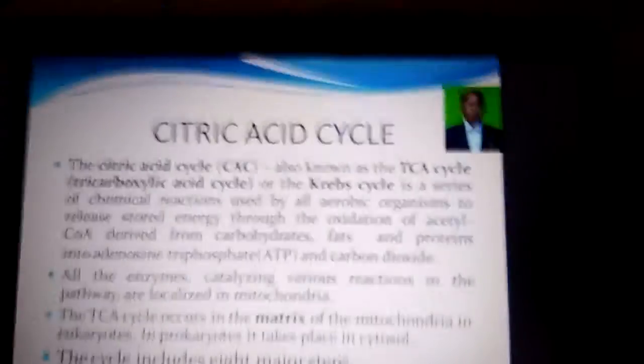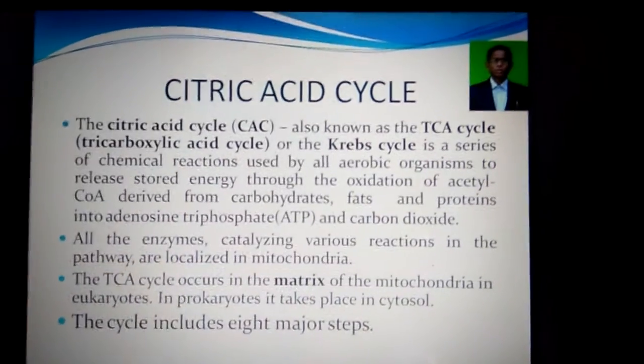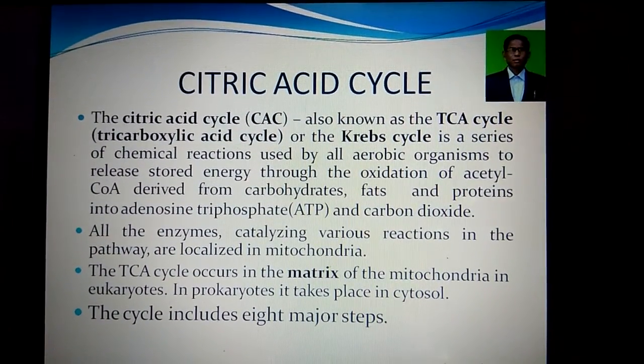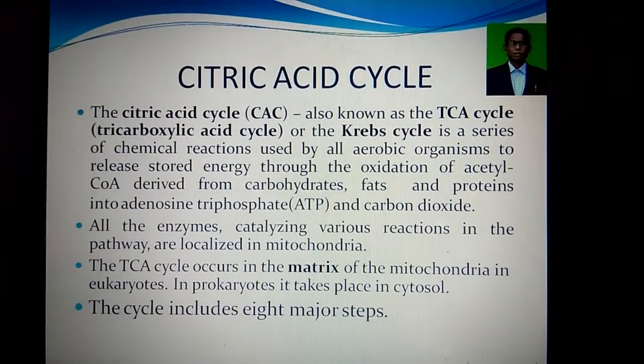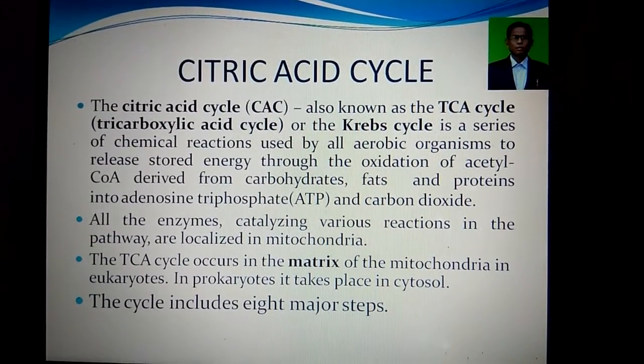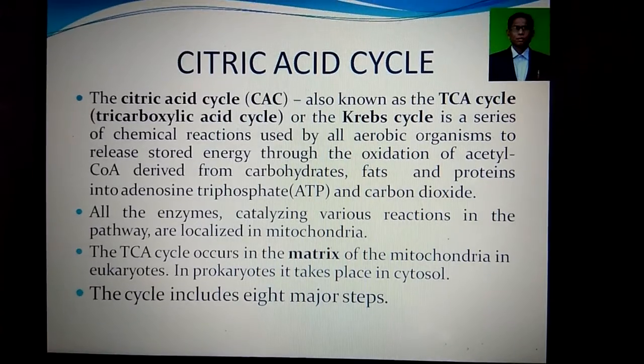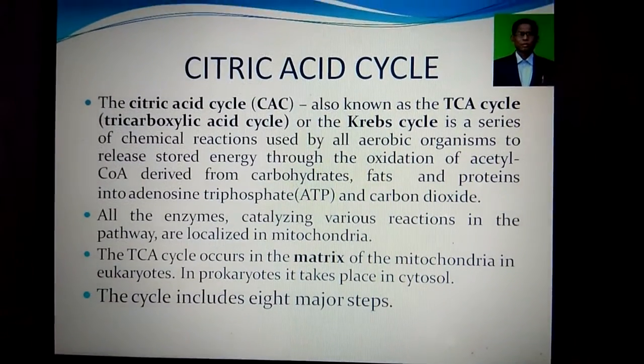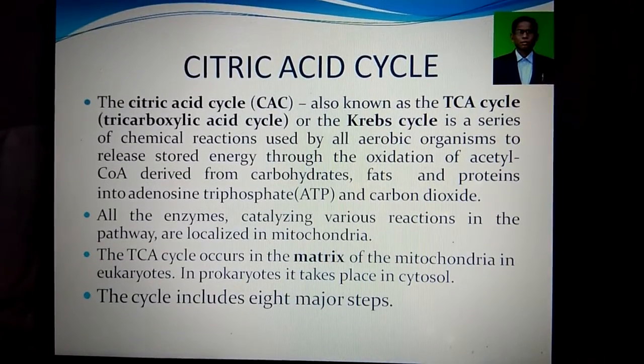The citric acid cycle, also known as the TCA cycle, tricarboxylic acid cycle, or the Krebs cycle, is a series of chemical reactions used by all aerobic organisms to release and store energy through the oxidation of acetyl-CoA derived from carbohydrate, fat, and protein into adenosine triphosphate and carbon dioxide.